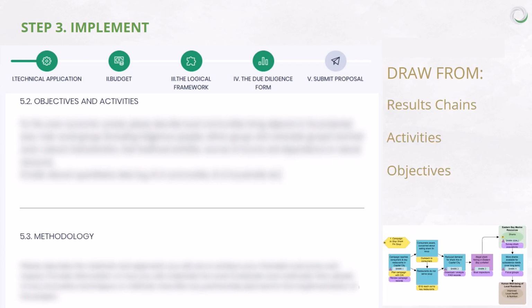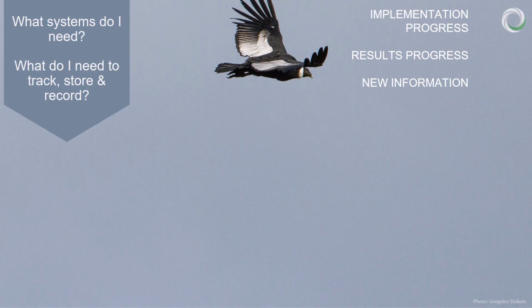Like here, it's clear that for Section 5.2 of this proposal, the Marine team should draw from the results chains, which include the overall strategy, associated activities, and goals and objectives. In preparing the proposal, the team will need to remember to consider the donor's interests, tie their work directly to those interests, and keep the proposal short but clear.